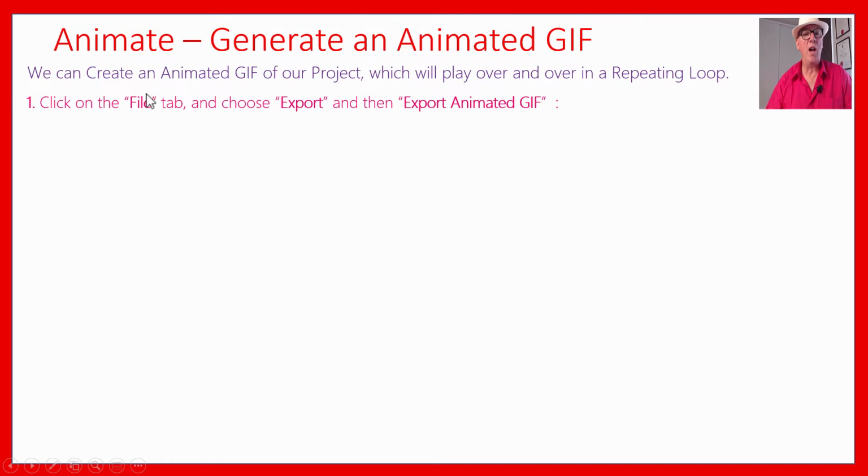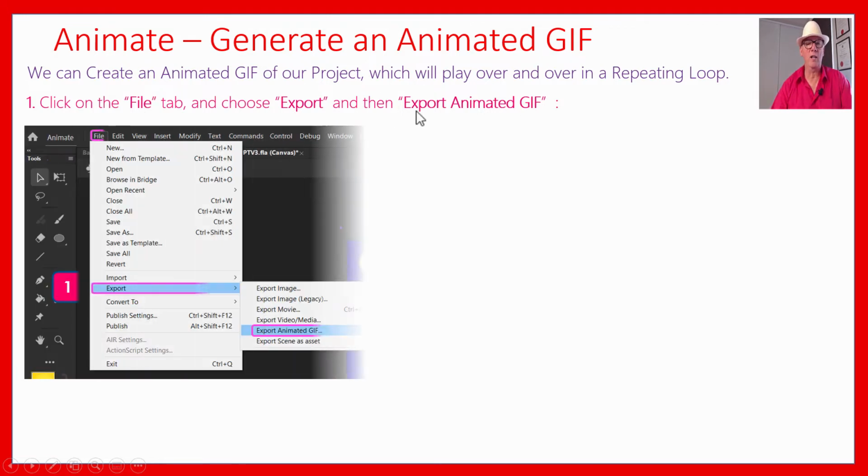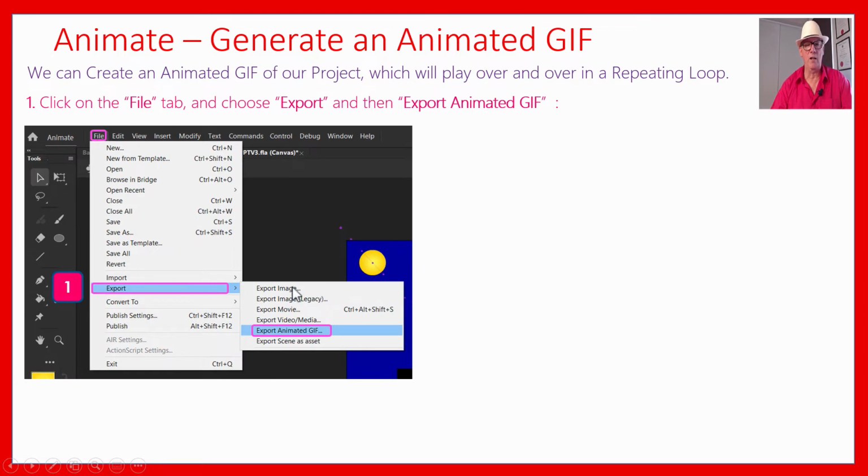So how you make the animated GIF now that we've got the whole thing finished is File, then Export, and Export Animated GIF. So up to File, Export, Export Animated GIF. Of course, make sure you do a File, Save As and just save it as an FLA file to save your project. But to actually finish it off, we use File, Export.